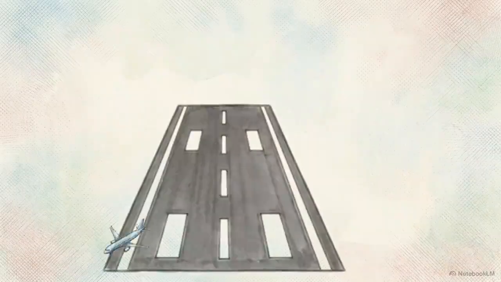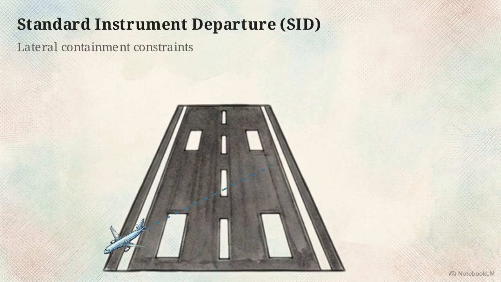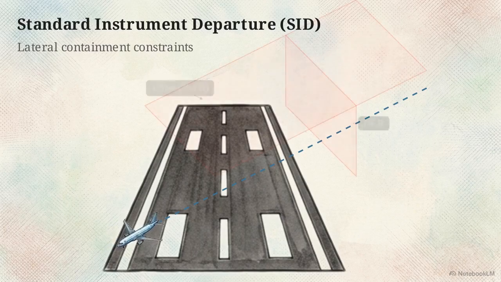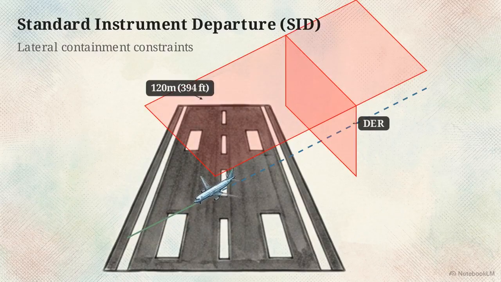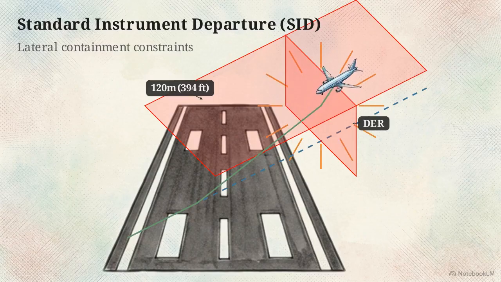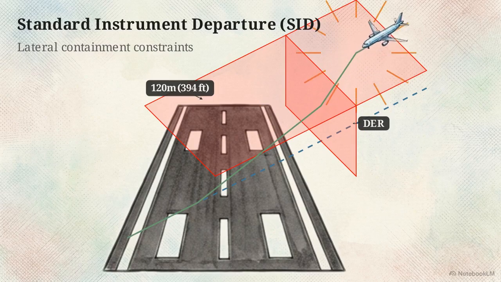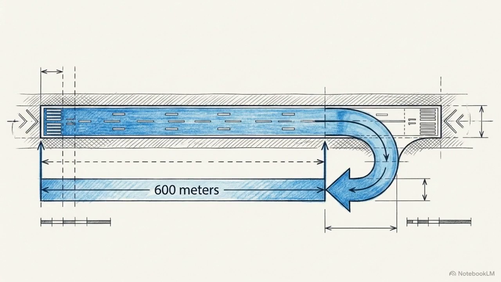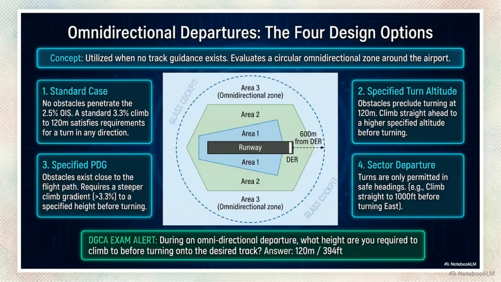For a standard instrument departure, the spatial rules constrain lateral movement. For fixed-wing aircraft, turns are prohibited before passing the departure end of the runway, and they cannot be initiated below an altitude of 120 meters above aerodrome elevation. To maintain consistency across airspaces, procedure designers normally optimize these first turns to happen at exactly 600 meters from the beginning of the runway. This layout maps out the four architectural options when no track guidance exists, known as omnidirectional departures.